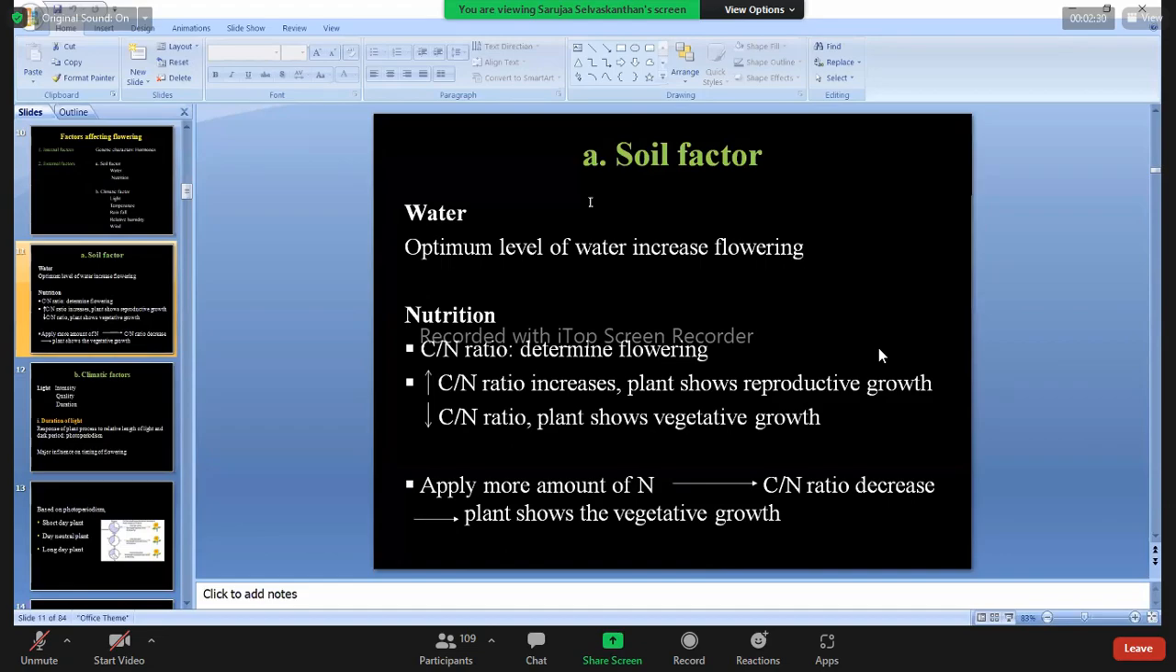And nutrients, right? Mainly the carbon-nitrogen ratio determines flowering. If the carbon-nitrogen ratio is high, the plant shows reproductive growth. Because nitrogen is the major element needed for vegetative growth, when the carbon-nitrogen ratio is low, which means the nitrogen content is higher than the carbon, that plant shows vegetative growth, right?